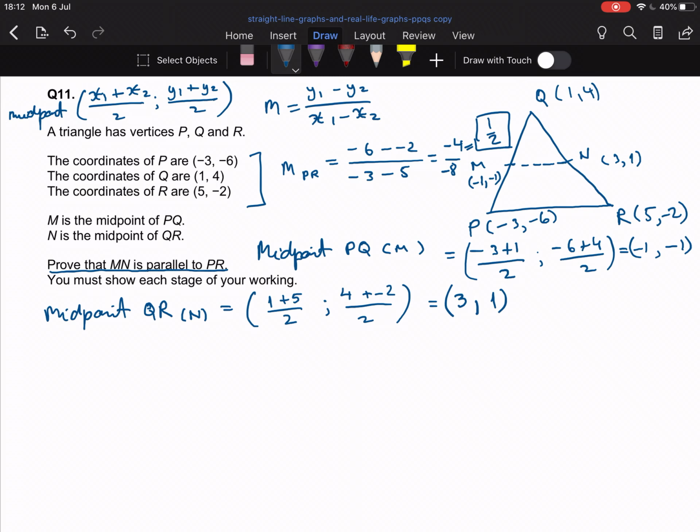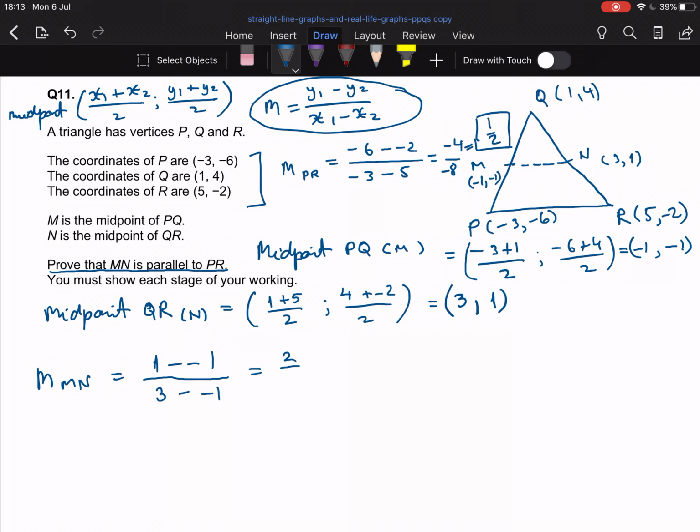Now let's work out the gradient of MN. So the gradient of MN is equal to, we go back to this formula at the top. So difference in y over difference in x, or change in y over change in x. What should we do? Should we do N take away M? So I'm doing y, remember, difference in y over difference in x. So I'm doing 1 minus minus 1, and that's the y coordinates. And then I am doing x, which is 3 minus minus 1 again. So remember, minus from the formula, minus from my numbers. Let's simplify this. So 1 minus minus 1 is 2. 3 minus minus 1 is 4. All of this simplifies to a half.